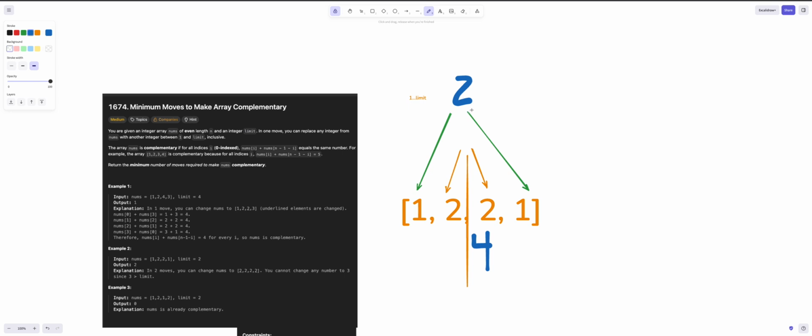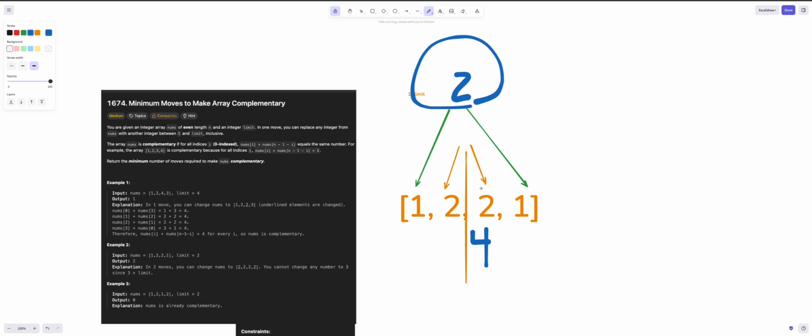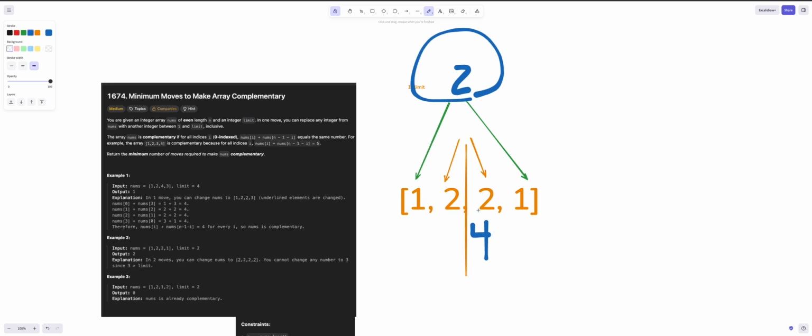Let's consider we are taking the 2 as our target. So how many moves do we need to do? Definitely we can change the 2 to the 0. So there's only one option. We replace the 2 with 1. So that makes the 2 plus 1 into 3 instead of 4.